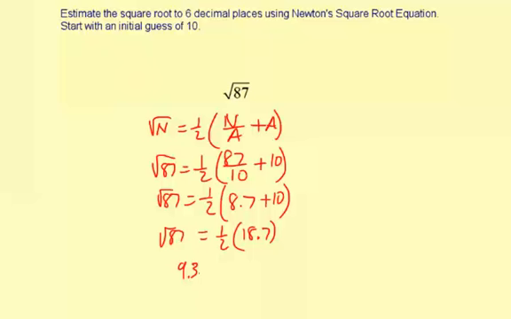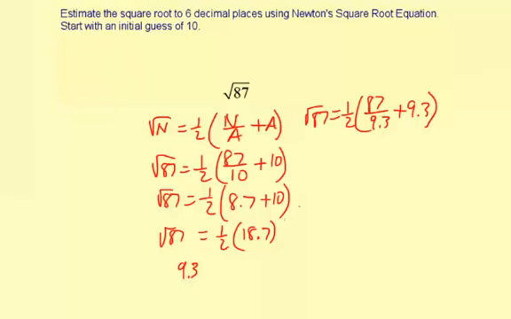Now that isn't close enough because we wanted 6 decimal places. So what I'm going to do is take this 9.3, put it back in the formula, and try it again to get even closer. So now we're going to say the square root of 87 equals 1/2 times 87 divided by 9.3 plus 9.3.